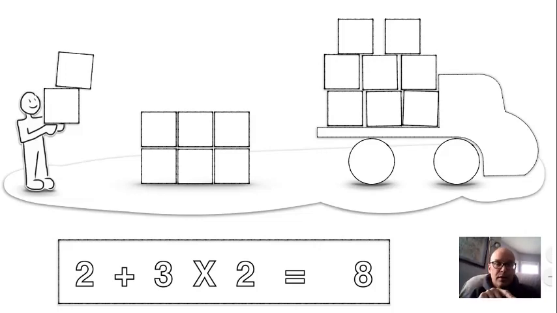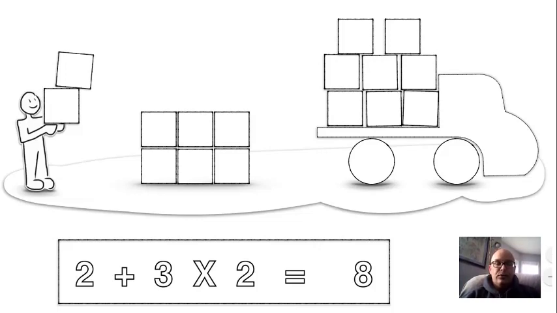3 along the bottom, 2 along the side. 3 rows, 2 rows and 3 columns. Okay, that equals 6. But then he wants to add an extra 2. So 2 plus 3 times 2. 2 plus 6. How many boxes is that? 8 boxes. He puts the 8 boxes on his truck and away he goes. That's a math story, right?